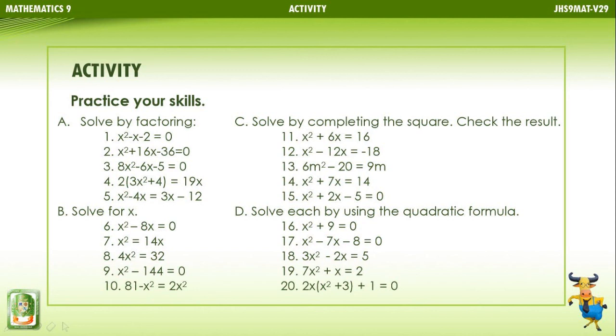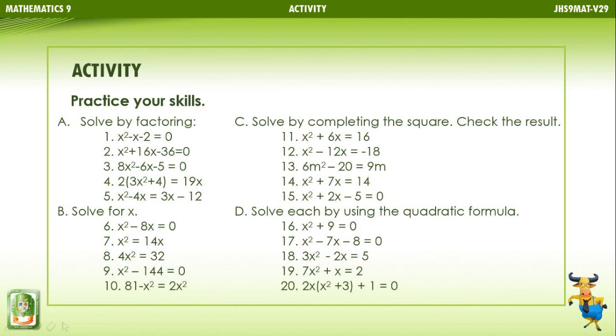C. Solve by completing the square. Check the result. 11. x squared plus 6x equals 16. 12. x squared minus 12x equals negative 18. 13. 6m squared minus 20 equals 9m. 14. x squared plus 7x equals 14. 15. x squared plus 2x minus 5 equals 0.